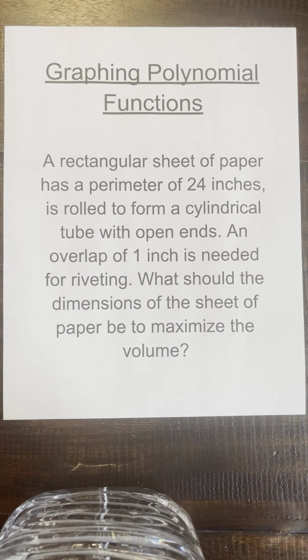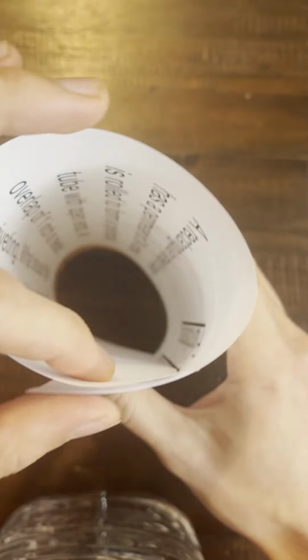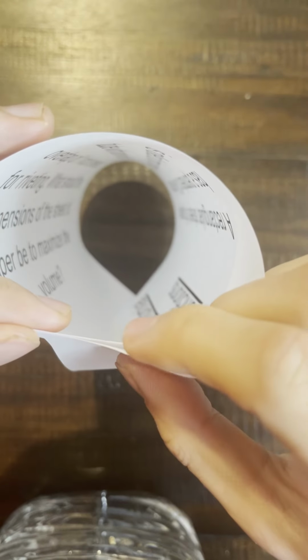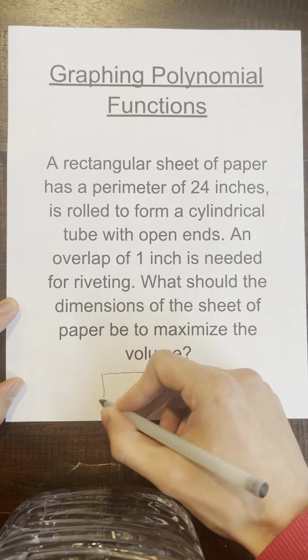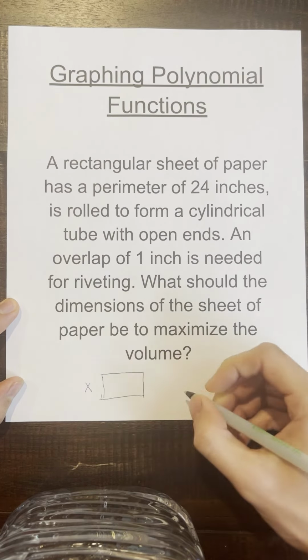I'll give you a second to read the problem. Got it? Good. So I'm taking a sheet of paper and I'm rolling it into a cylinder. And you can see that I'm also leaving an inch here, an inch here for riveting. So I'm going to draw the sheet of paper here. I'm going to say this length is x. And the perimeter is 24.